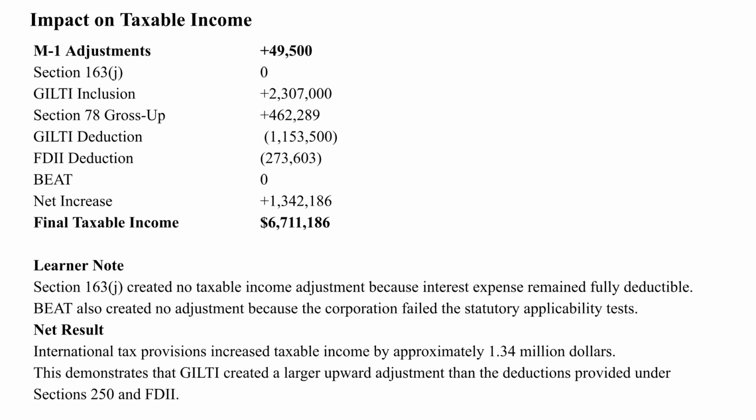This slide focuses only on taxable income. GILTI and the Section 78 gross-up increased taxable income, while the Section 250 deductions reduced it. Section 163(j) and BEAT created no adjustment in this case. Overall, taxable income increased by approximately $1.34 million.